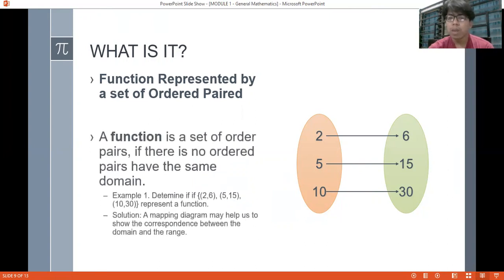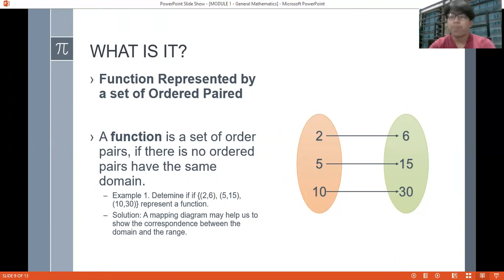A function is a set of ordered pairs if no two ordered pairs have the same domain. Meaning to say, you are going to consider a set of ordered pairs a function if and only if no ordered pairs have the same domain. So there is no repetition in the domain part of the set of ordered pairs. If there is no repetition, that is a function. And if it has a repetition, that is not a function.